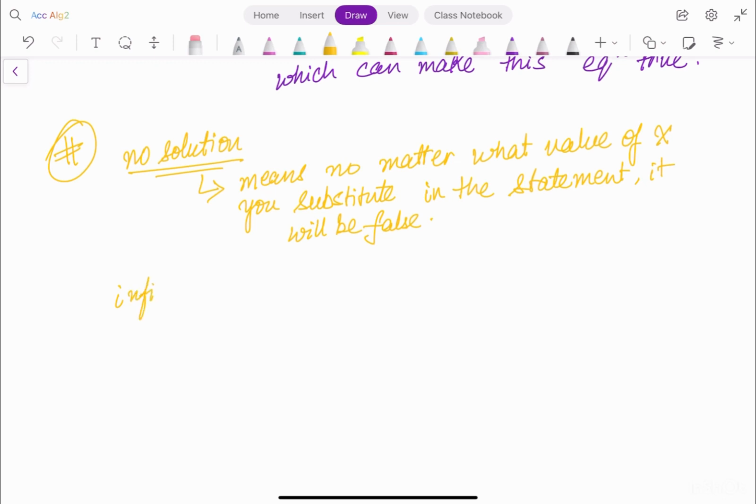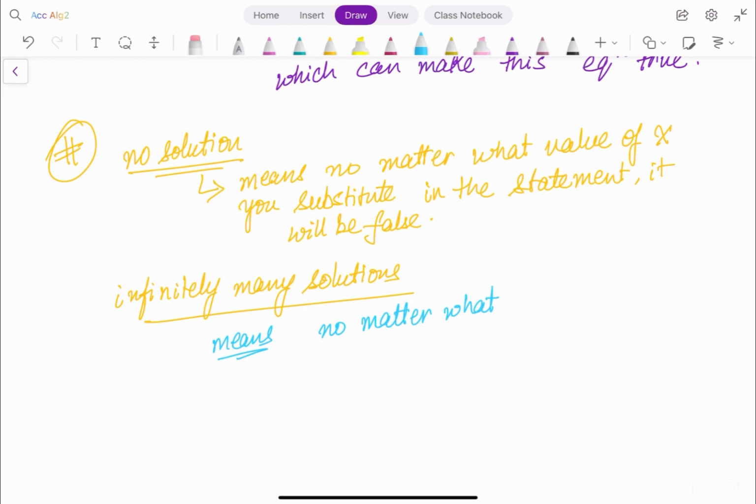On the other hand, infinitely many solutions is just the opposite counterpart of no solution. Because infinitely many solutions means no matter what value you substitute for the given variable, the statement will always be true.